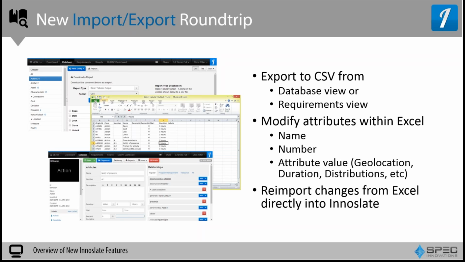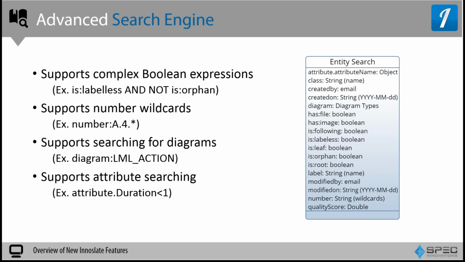So another new feature we have is the advanced search engine. We now support complex Boolean equations. So we can now search for things like is labelless and not an orphan. And that will find entities that have no label and are not an orphan. And an orphan is an entity that has no relationships.